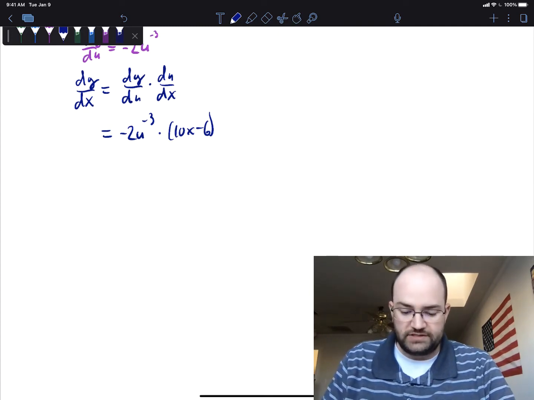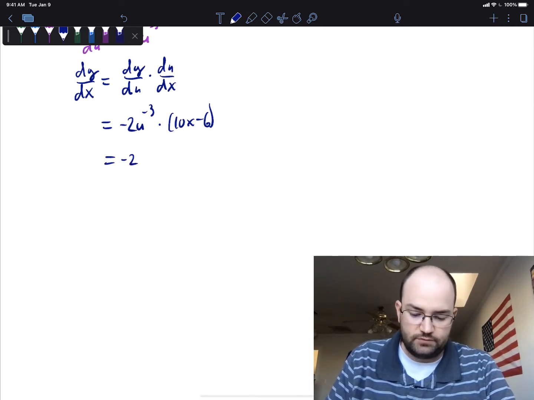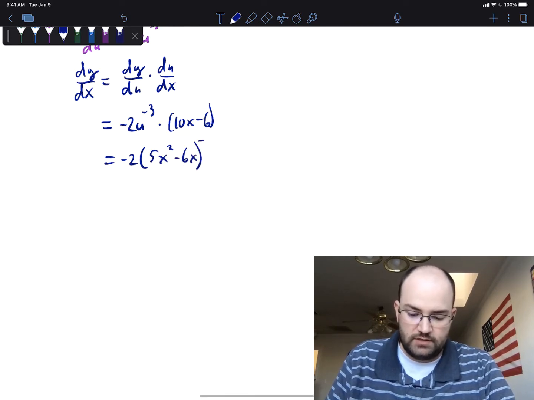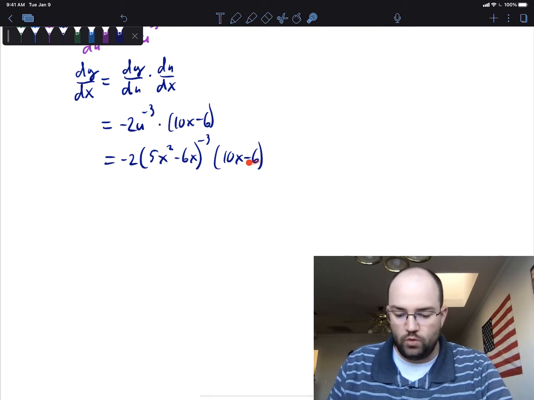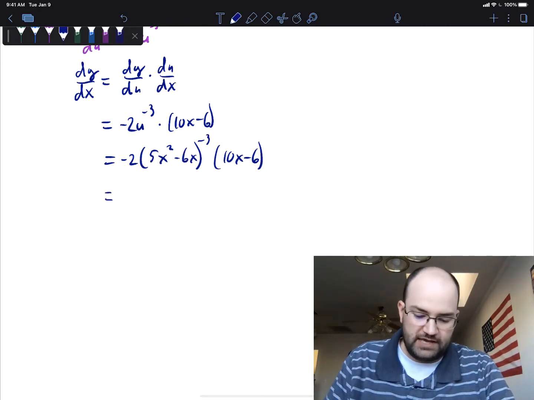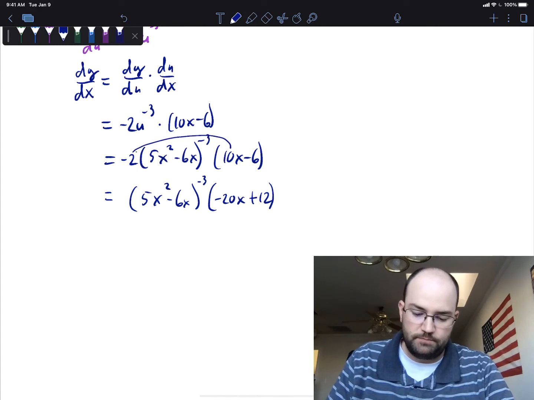Now notice that we can replace the u with what we set up here, 5x² − 6x. So this is −2 times (5x² − 6x) to the negative 3 power times (10x − 6). Honestly, I would go ahead and distribute the negative 2 into here, or you can factor out a 2 from here and bring it out front. Either way is fine. So I would put it as (5x² − 6x) to the negative 3 power times negative 2 times 10, which is −20, and negative 2 times negative 6, which is positive 12. You just have to make sure you distribute this into both of those.